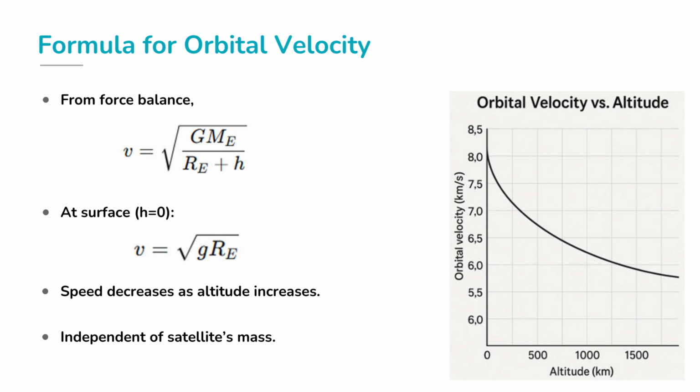Notice something important. Orbital speed does not depend on the satellite's mass. Whether it is a tiny CubeSat the size of a shoebox or a massive space station, the required orbital speed at a given height is the same. Also, the farther you go from Earth, the slower the orbital speed. It's like outer space has fast lanes near Earth and slow cruising lanes farther out.